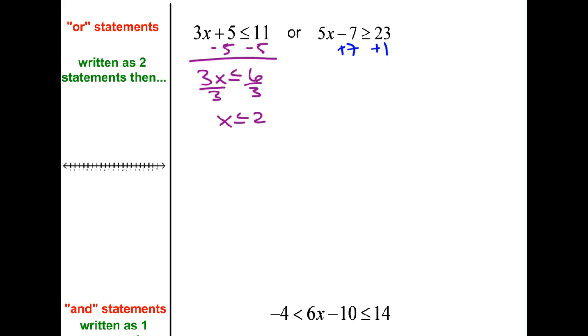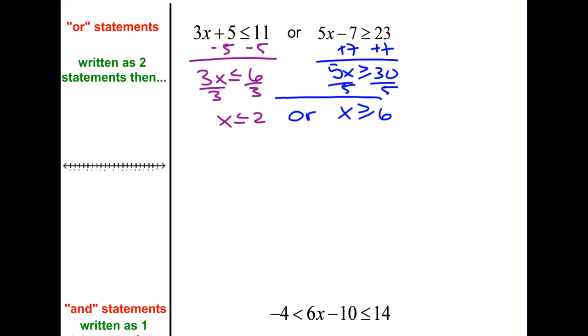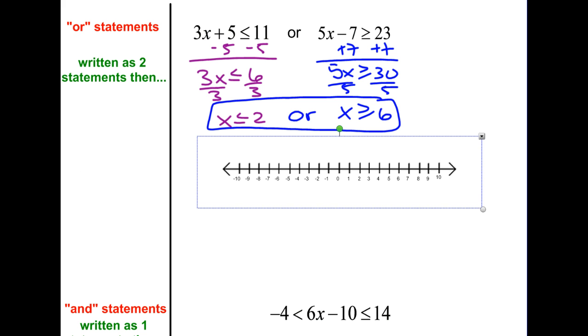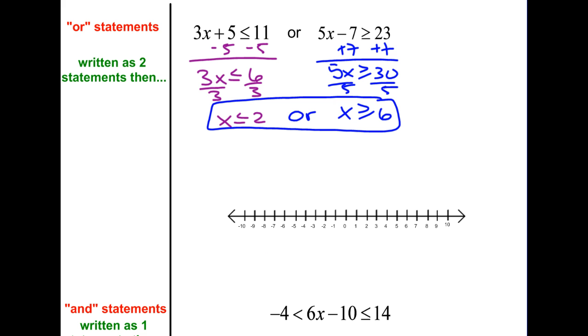Now we need to solve the second inequality. So we're going to add 7. So we get 5x is greater than or equal to 30. Divide by 5. We get x is greater than or equal to 6. Now we need to put that or in between there. That's our inequality. Now let's graph this inequality. So I'm going to pull this over and graph my inequality on my number line. So we need to go to 2 first, so x is at 2. It's going to be a closed dot because it's or equal to, and it's less than, so it's going to go to the left.